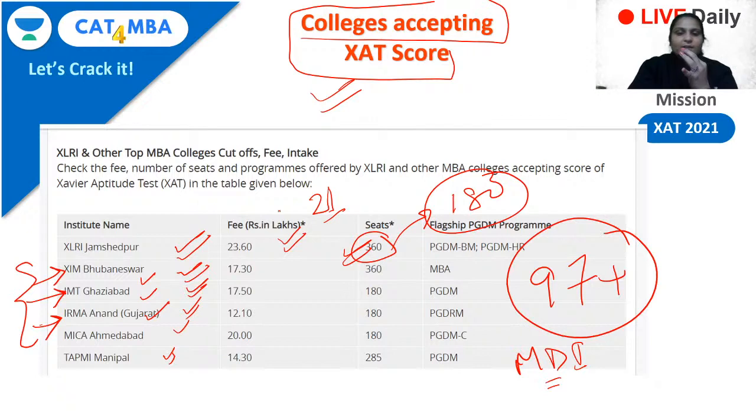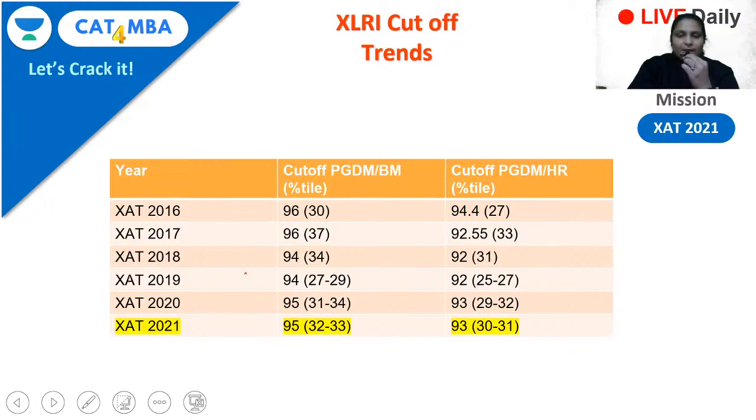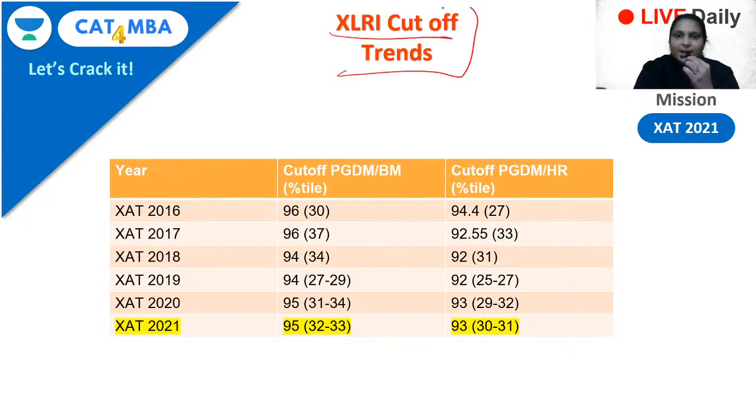So you can apply for all these colleges. Even if your cutoff score for XLRI is not there, you can apply to all these remaining colleges, and they're absolutely transformational colleges. With that, the XLRI cutoff trends is something that I wanted to talk to you about, because that will actually tell you what your chances of making it to XL are.